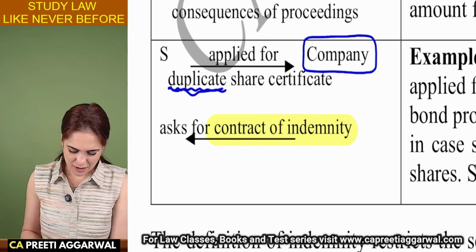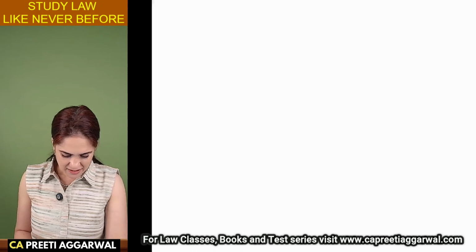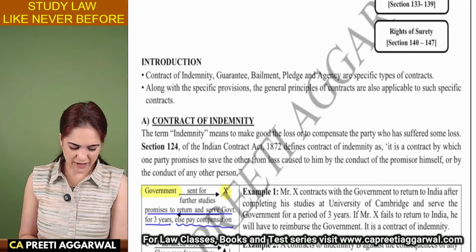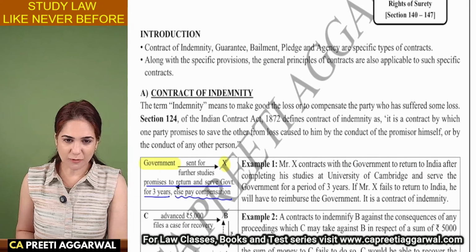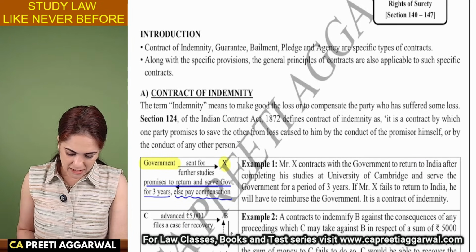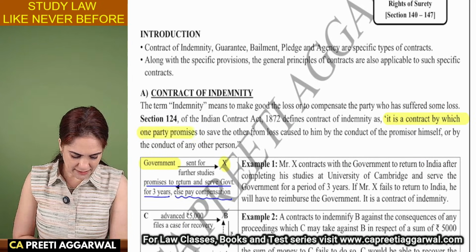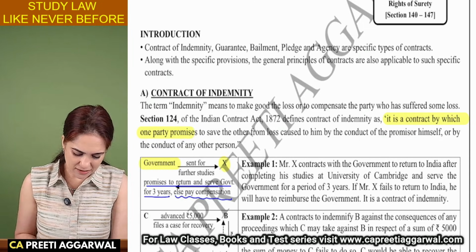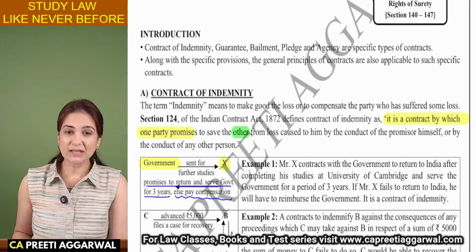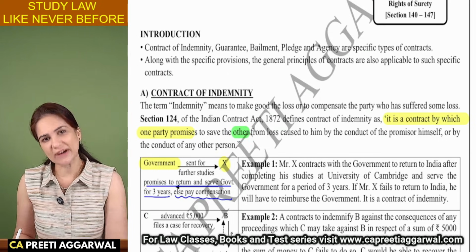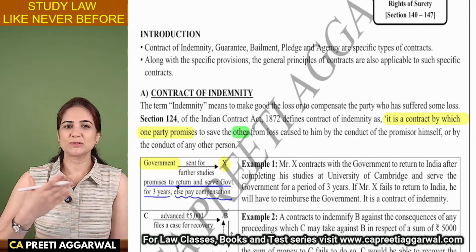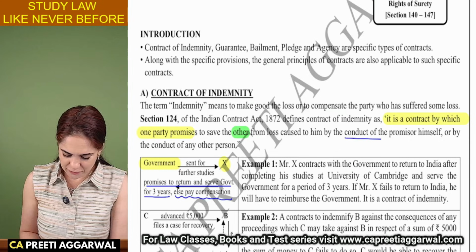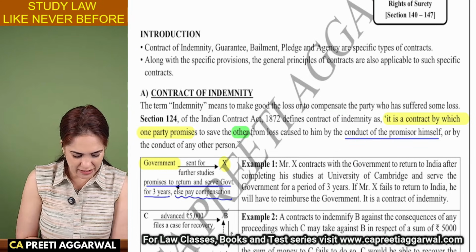Let's read the definition of a contract of indemnity. Indemnity is defined under section 124 of the Contract Act. As per section 124, indemnity is a contract by which one party, known as the indemnifier, promises to save the other, also known as the indemnity holder or indemnified, from loss caused to him, either by the conduct of the promisor himself or by the conduct of any other person.